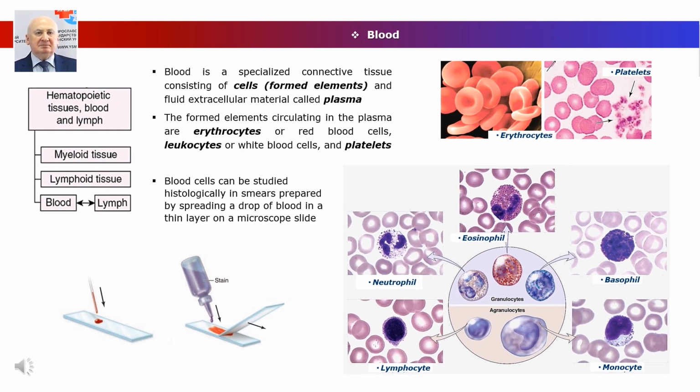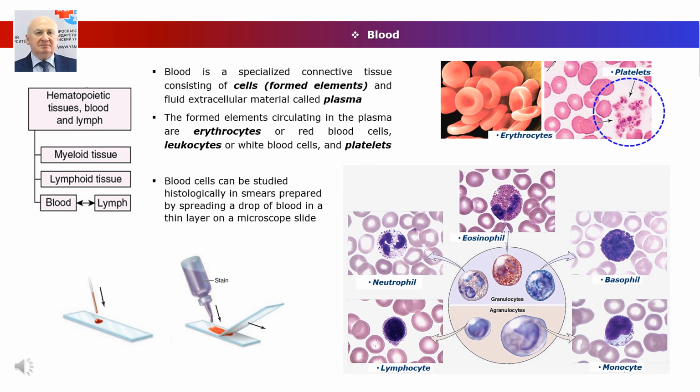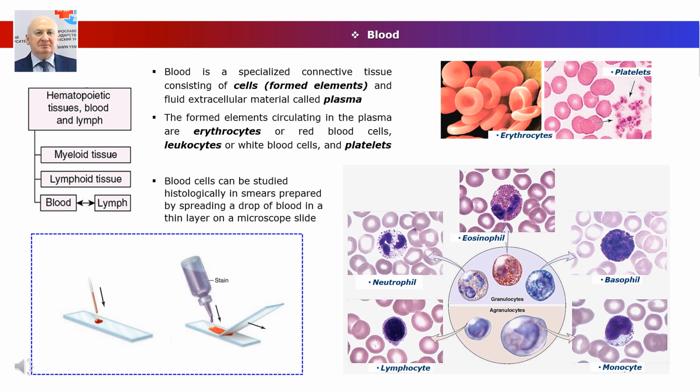Blood is a specialized connective tissue consisting of cells or formed elements and fluid extracellular material called plasma. The so-called formed elements circulating in the plasma are erythrocytes or red blood cells, leukocytes or white blood cells, and platelets. Blood cells can be studied histologically in smears prepared by spreading a drop of blood in a thin layer on a microscope slide. In such films, the cells are clearly visible and distinct from one another, facilitating observation of their nuclei and cytoplasmic characteristics.